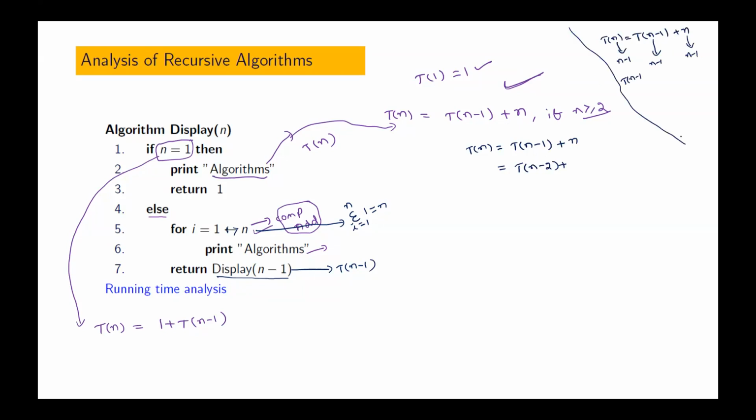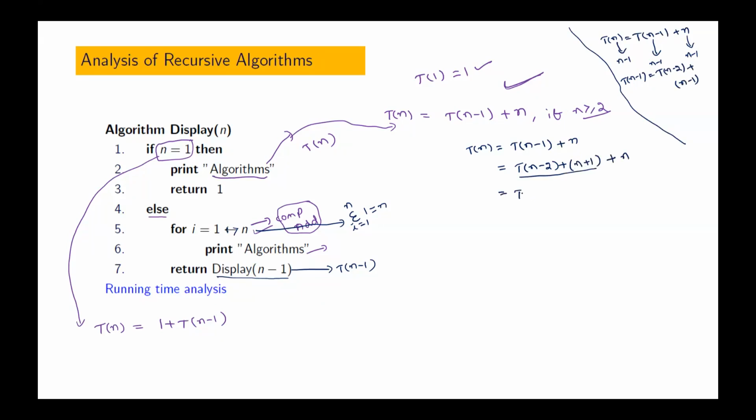T of n minus 2 plus n minus 1. That n minus 1 is important. Wherever n is there, we need to replace it with n minus 1. So T of n minus 1 is T of n minus 2 plus n minus 1, and we replace this term in the expression. So already plus n is there.